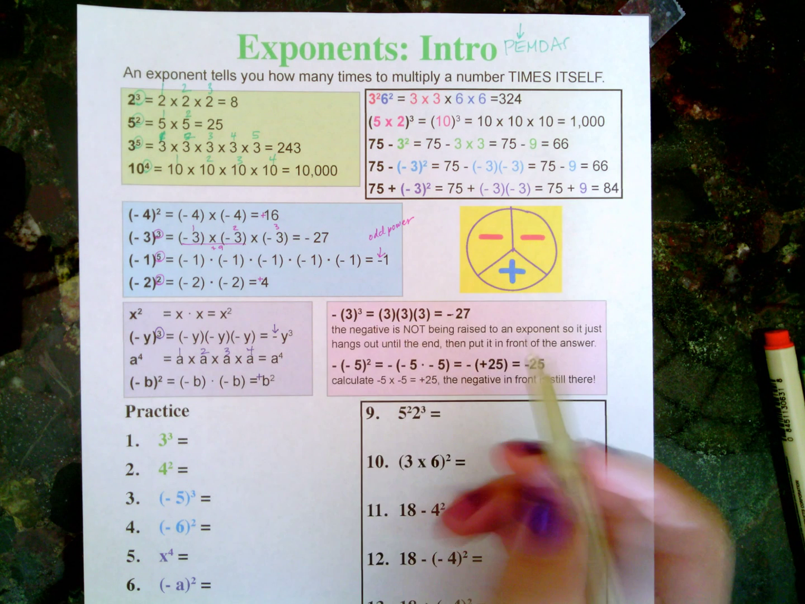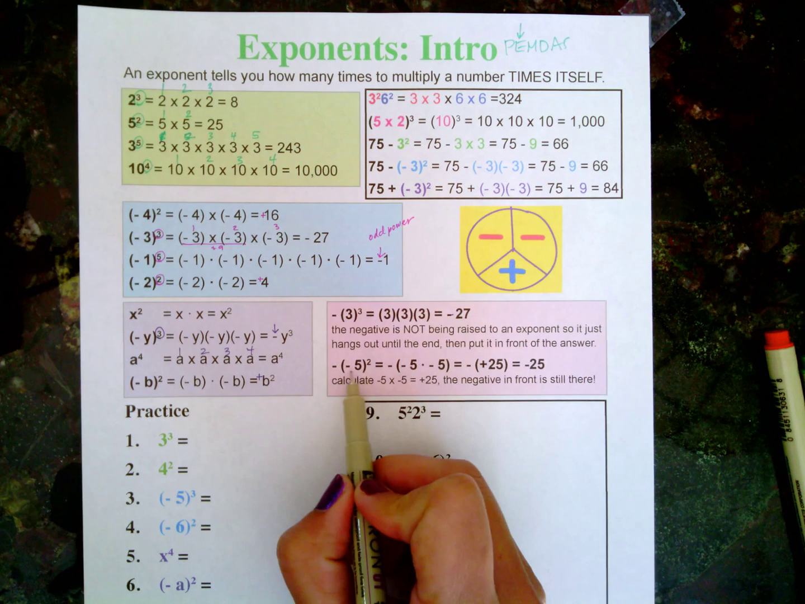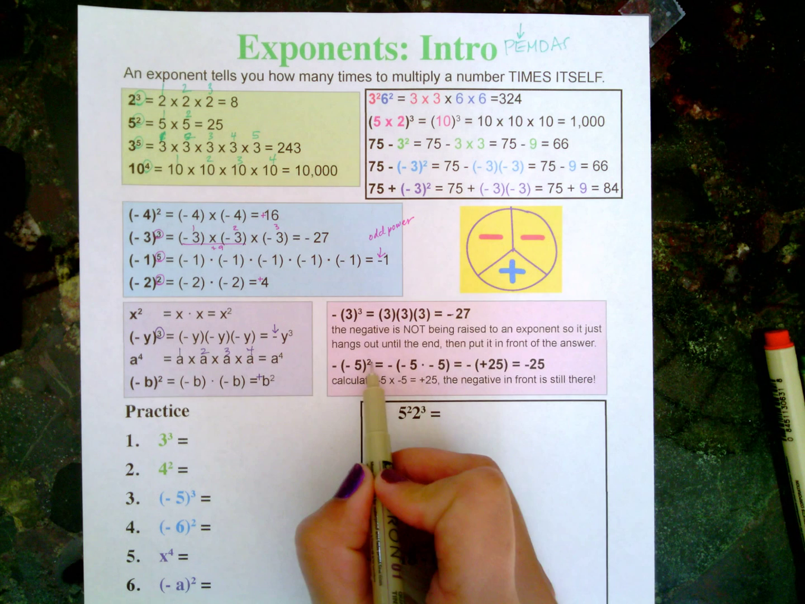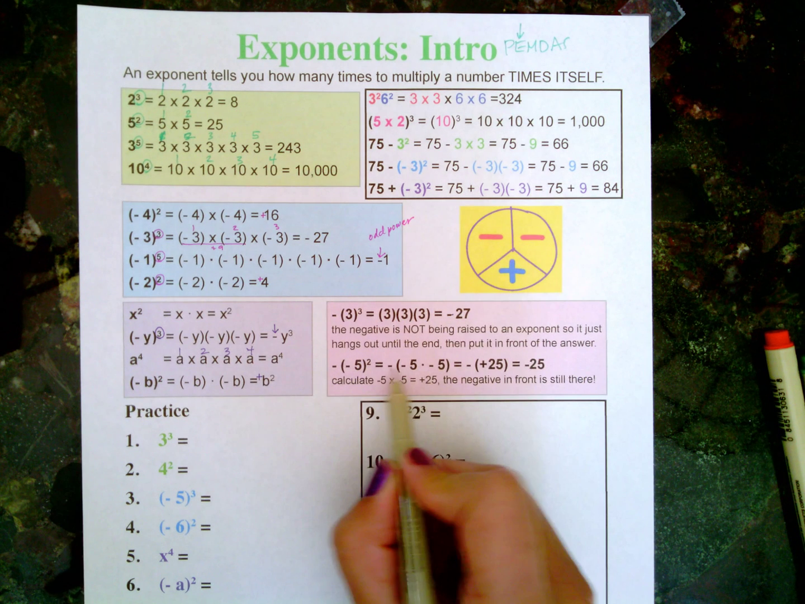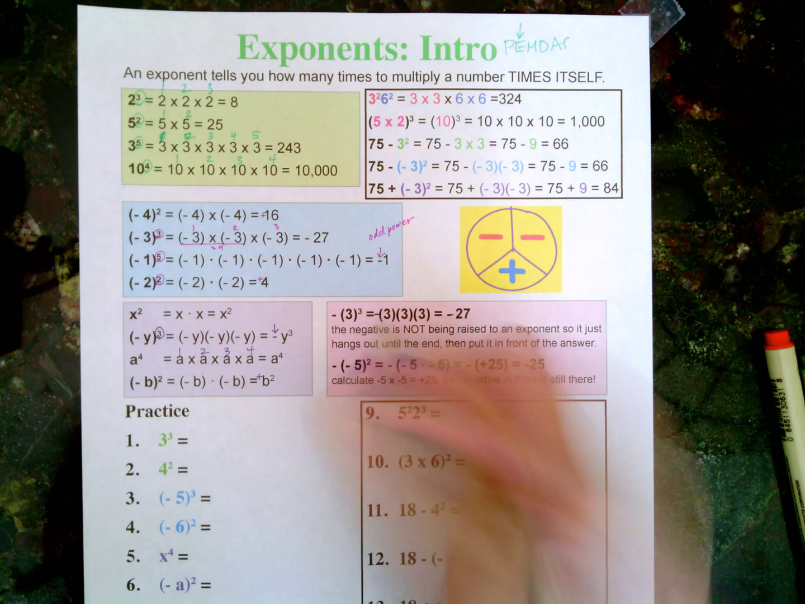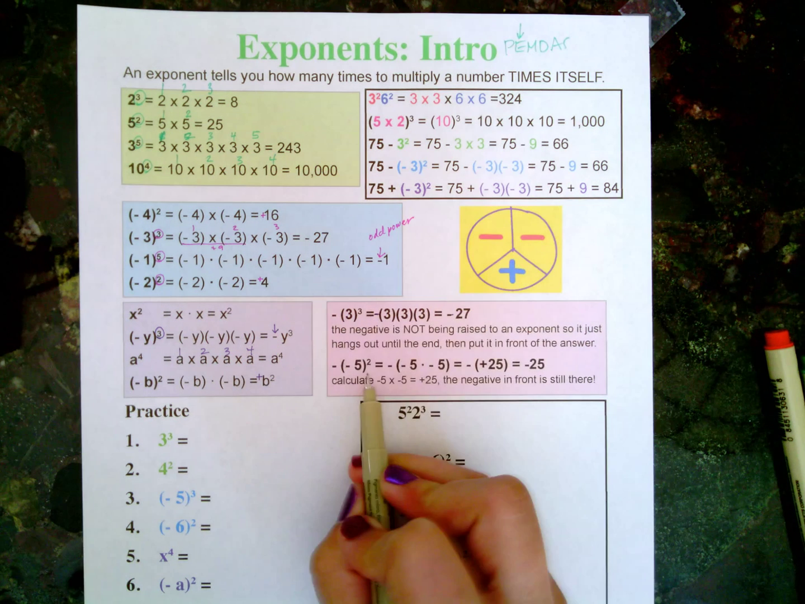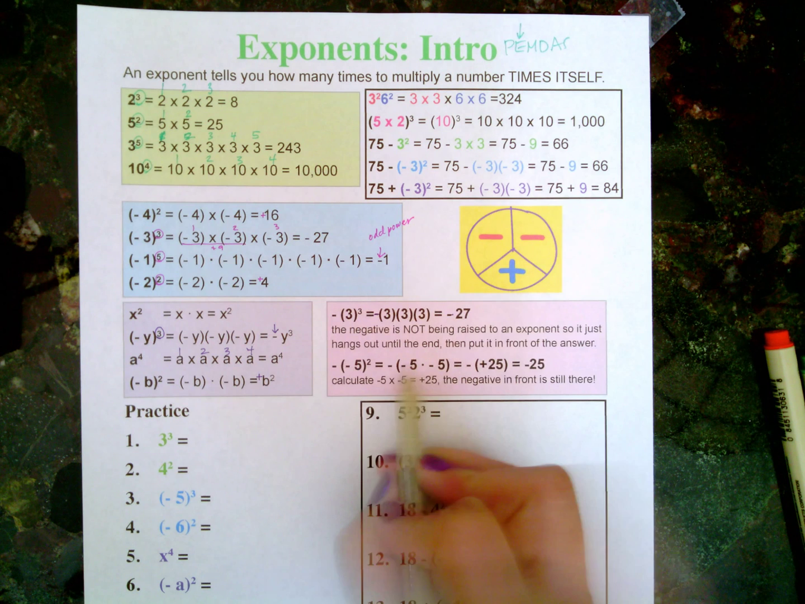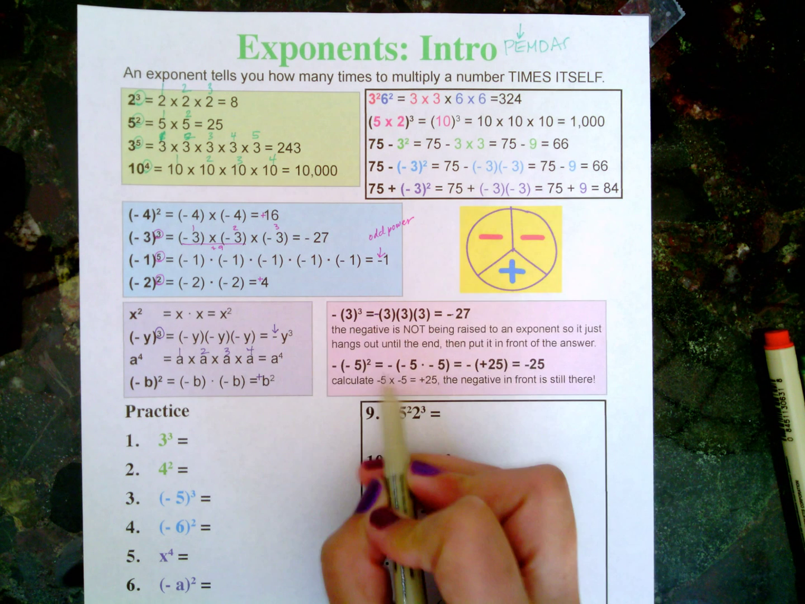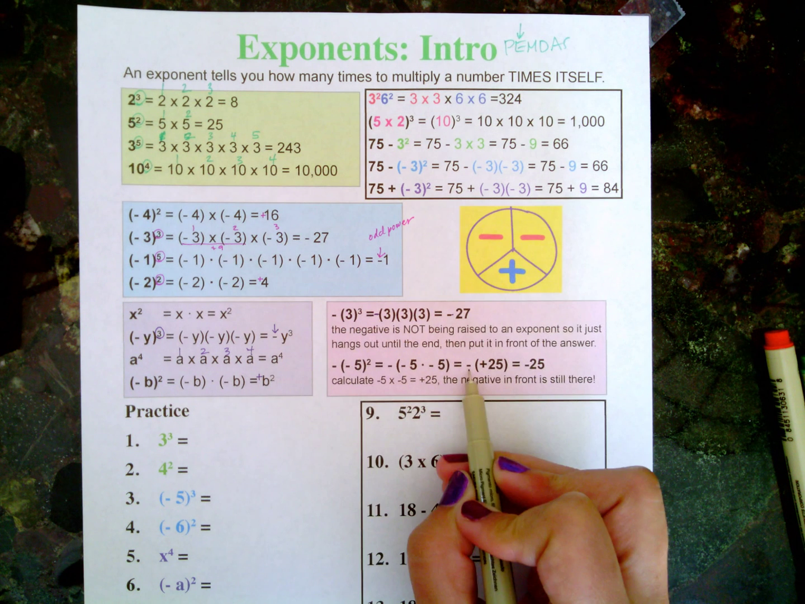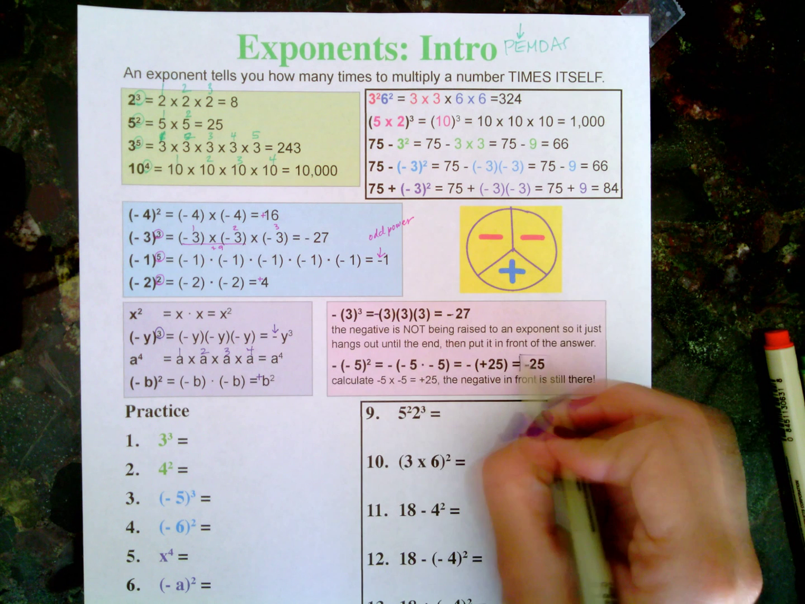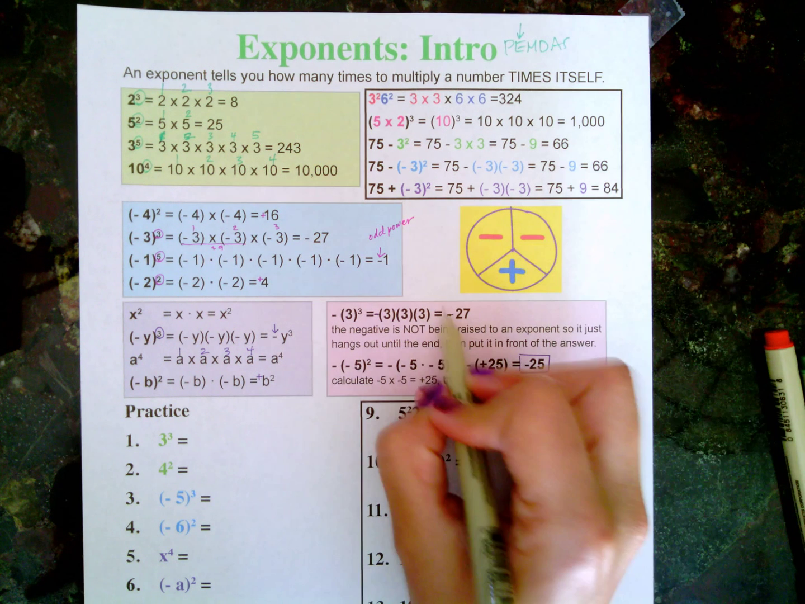What if we have negative times -5 squared? Keep that negative hanging out. Have this negative hanging out here too. We can show that. And -5 times -5 makes positive 25. Again, the negative is still hanging out there. So our answer is going to be negative 25.